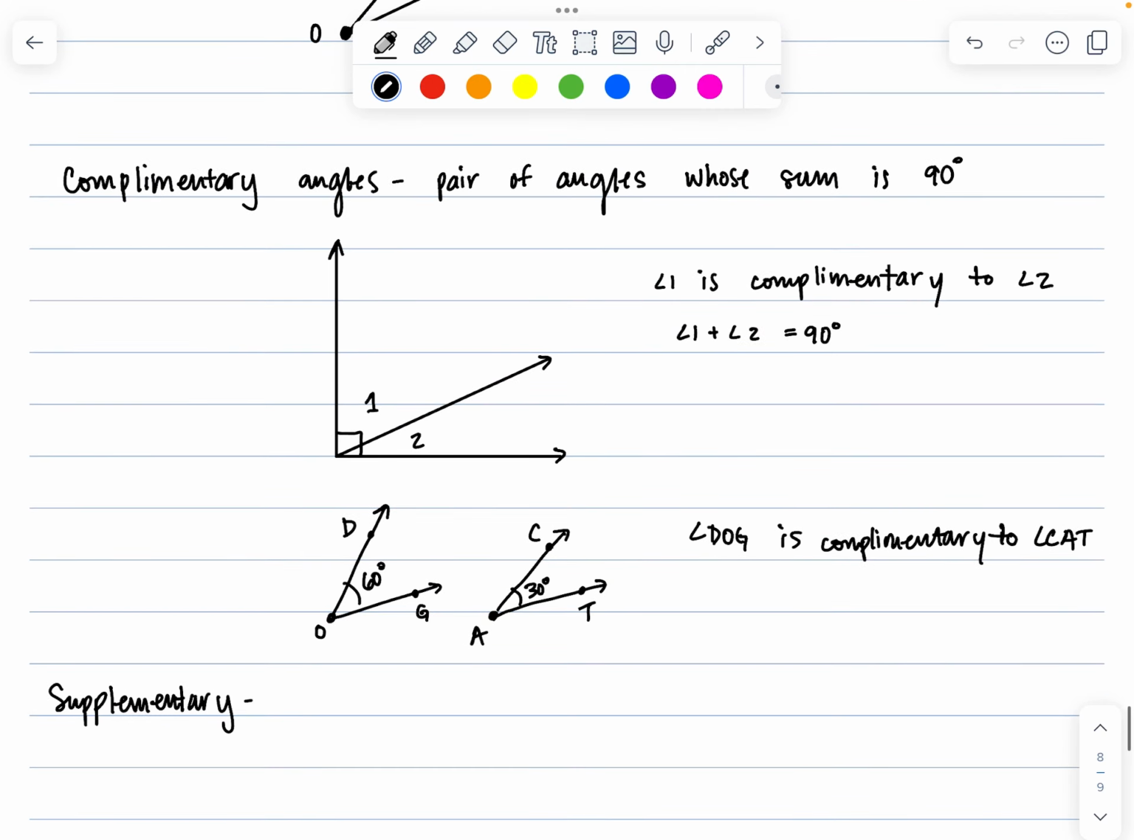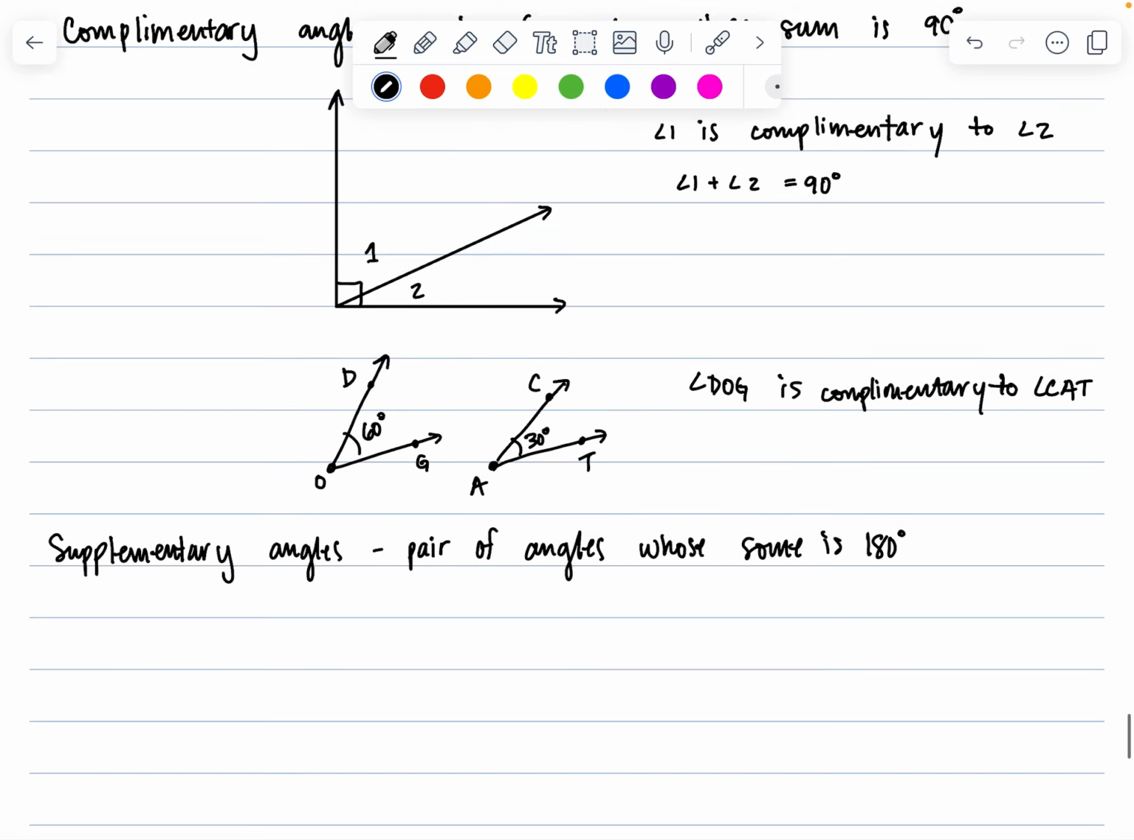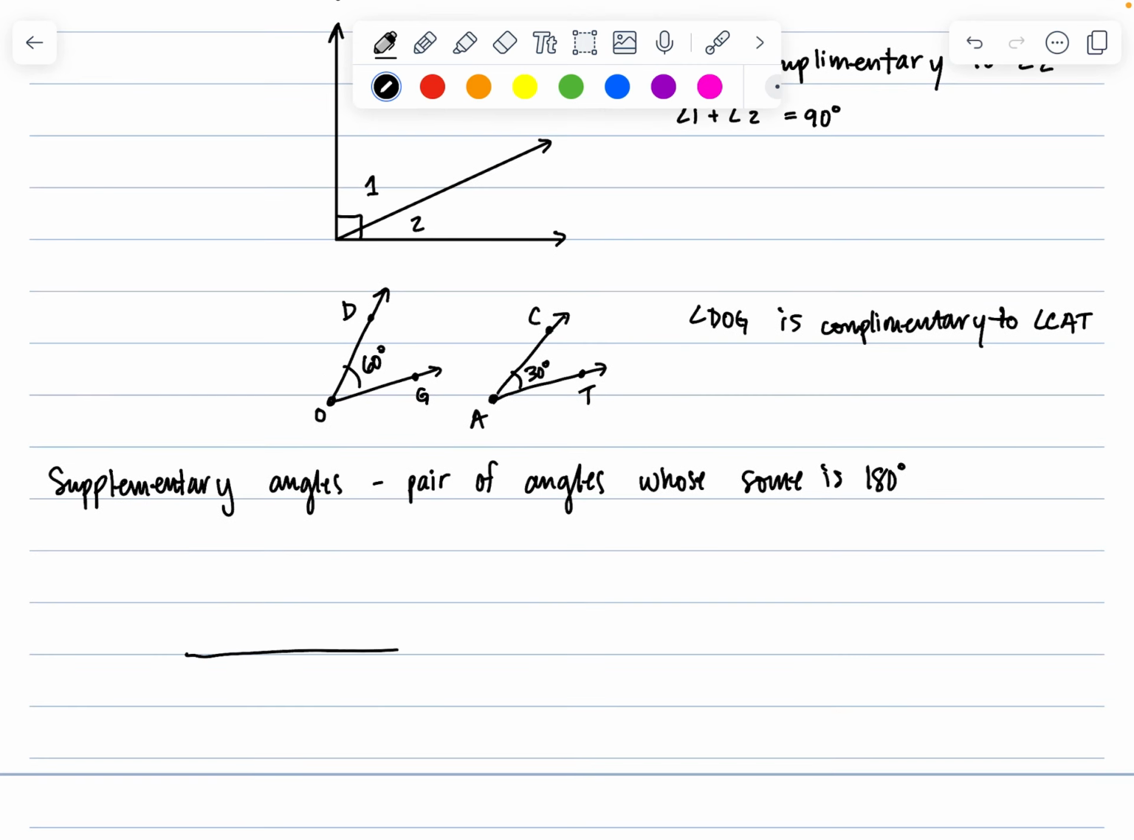Supplementary angles is the same concept as complementary angles, except instead of 90 degrees, we are working with 180 degrees. So supplementary angles are a pair of angles whose sum is 180 degrees. So just like we did with complementary, we could have a straight angle.